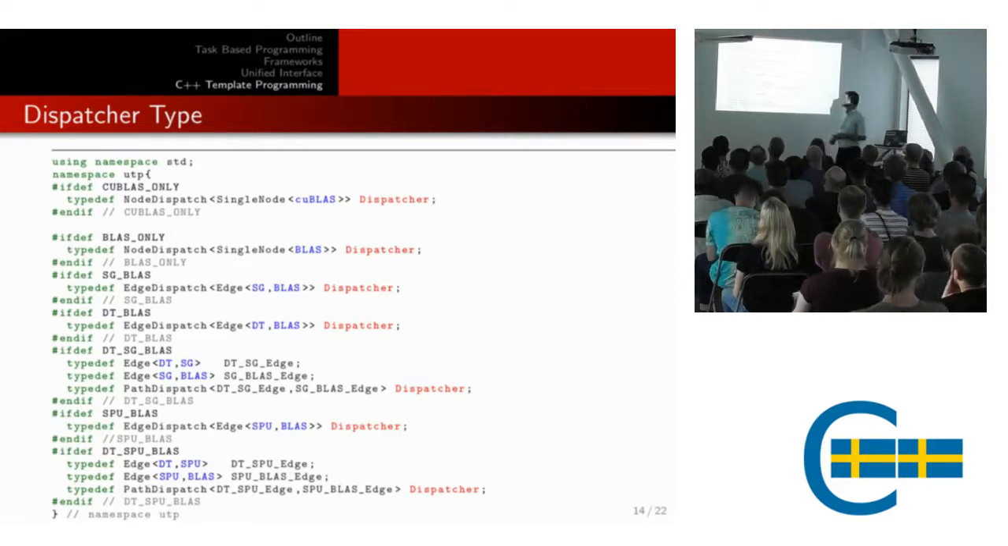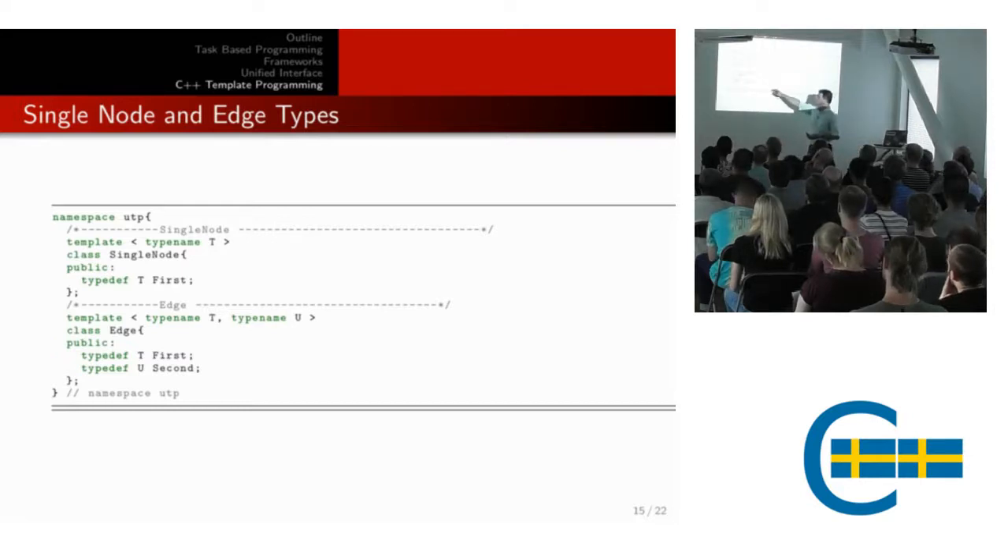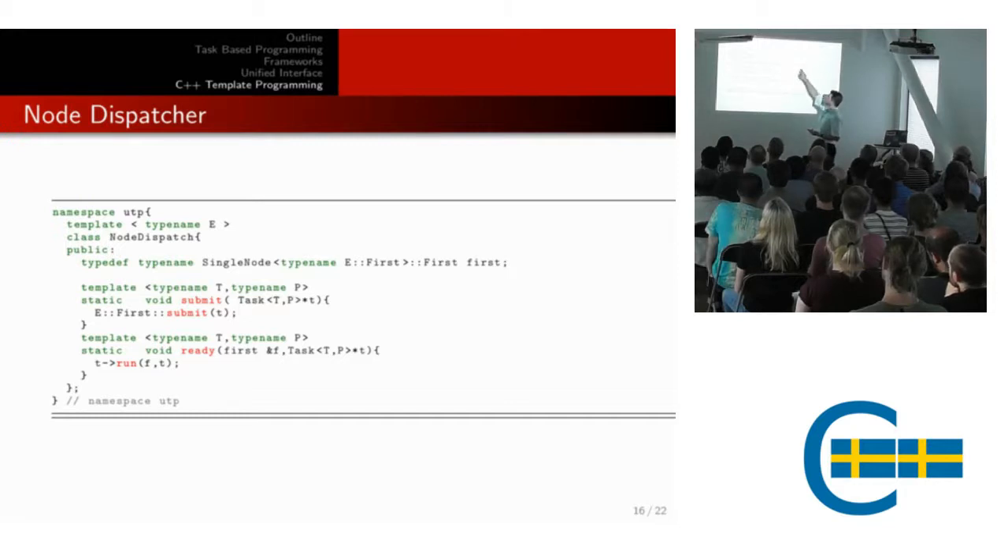So these type definitions are done for constructing the dispatcher type. The single node and edge are defined generically: a single node contains only a type named first, for better referencing in the further code, and an edge from T and U types constructs types named first and second. For dispatching, node dispatch means that there is a single node. The dispatcher is defined as a type of node dispatch of, for example, a single node of BLAS. So we use the first type of the input parameter E in the node dispatch.